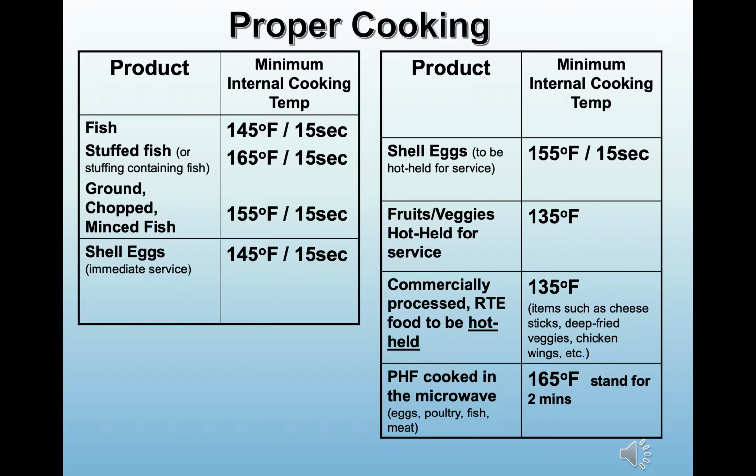Shelled eggs that will be used for immediate service must reach an internal temperature of 145 degrees Fahrenheit for 15 seconds. Shelled eggs that will be hot held for service must reach 155 degrees Fahrenheit for 15 seconds. Any fruits or vegetables that will be hot held for service must reach and be held at 135 degrees Fahrenheit. Foods that are considered TCS foods that will be cooked in the microwave, such as eggs, poultry, fish, or meat, must reach an internal temperature of 165 degrees Fahrenheit for 2 minutes.